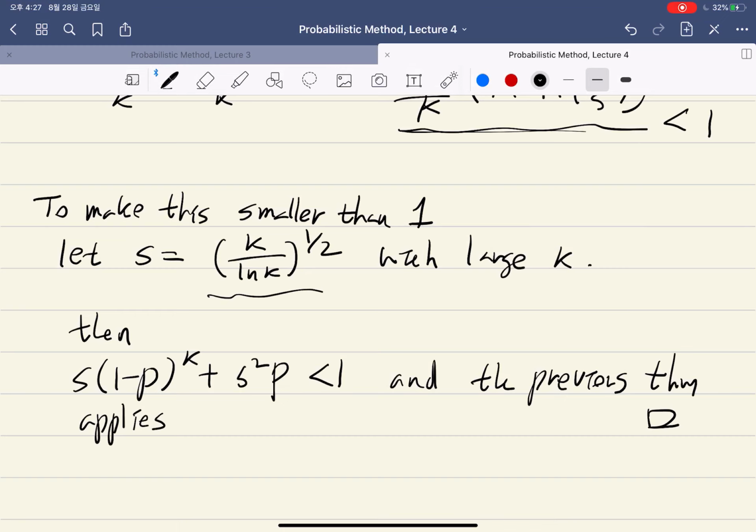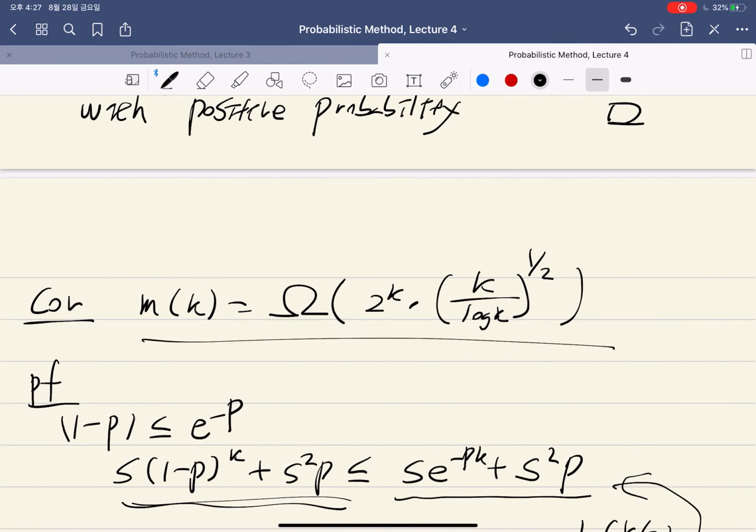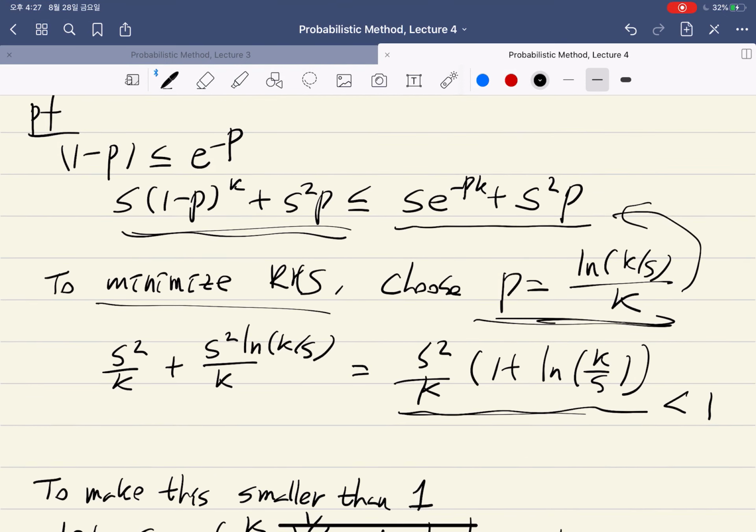And with this choice of s, now you conclude this. So this is one application of the alteration method, and in the next video we will learn more about the alteration method.